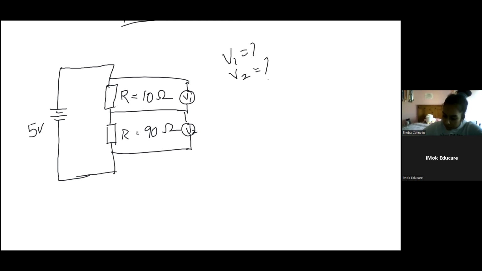Can you find it out? Would we use the ratio? Oh, we can use the first formula. V1 equals V over R1.